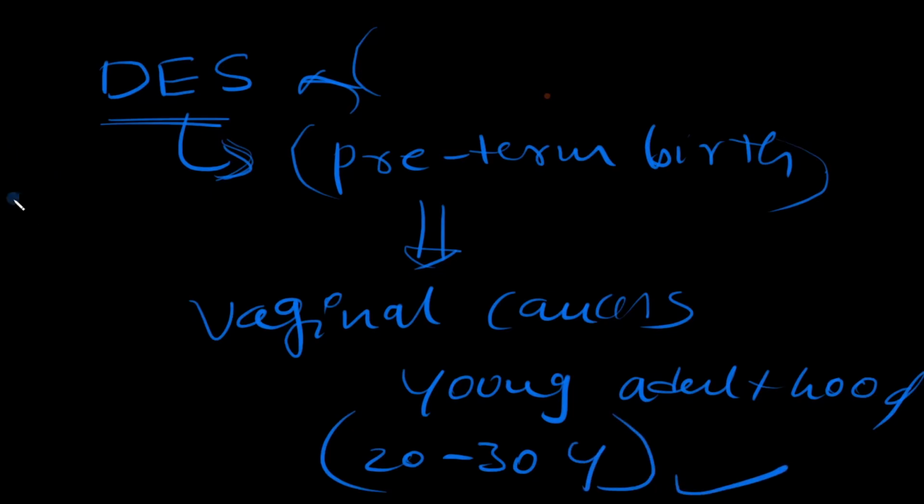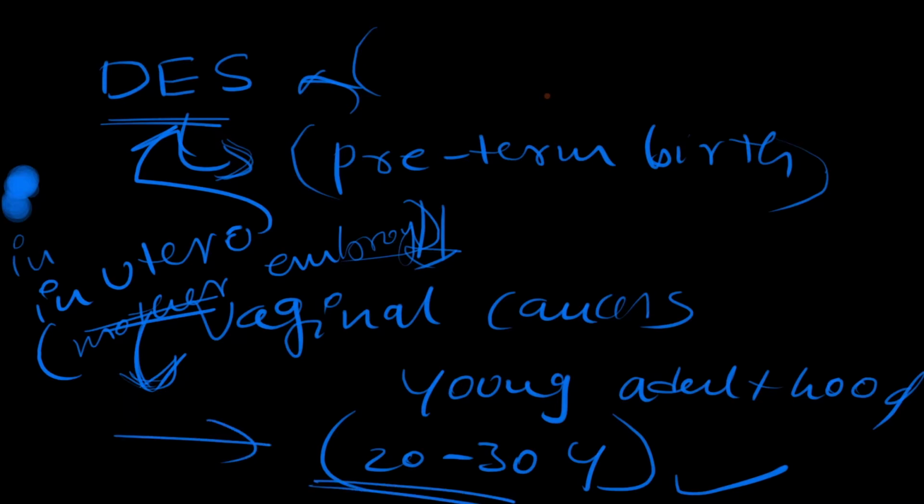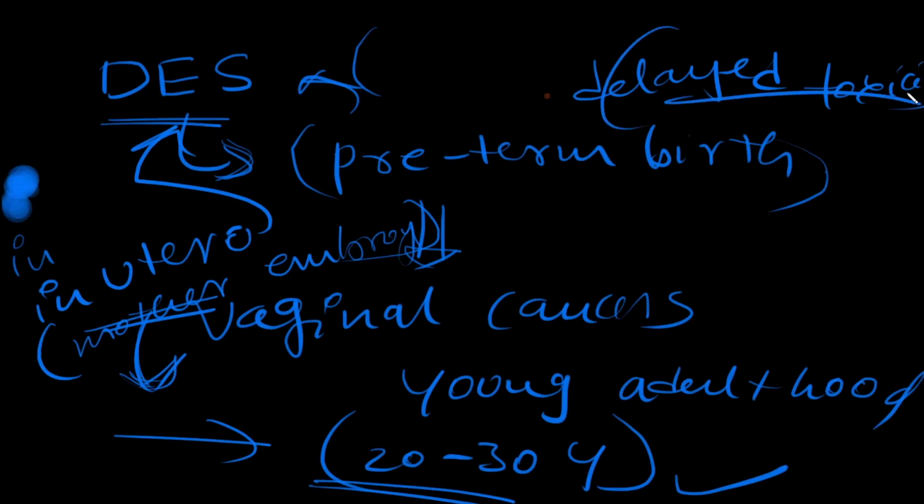So the in utero exposure, while they were still embryos, caused the toxic effects around 20 to 30 years later. So this is an example of a type of delayed toxicity.